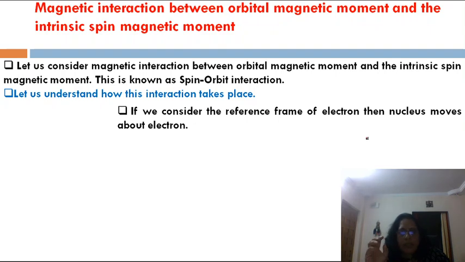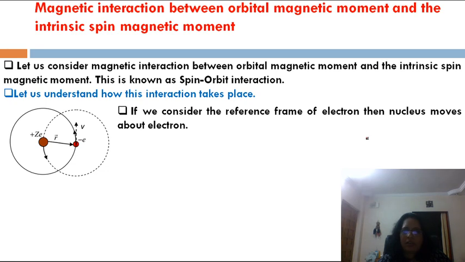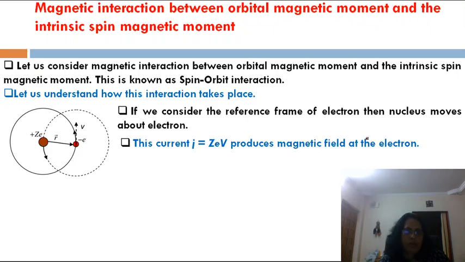For that interaction, we consider two conditions. The first condition is that we consider the frame of reference of the electron, and in that frame of reference of the electron, the nucleus is moving. This is just a virtual assumption to understand this interaction. It is the frame of reference of the electron, and in that frame the nucleus is moving about the electron.